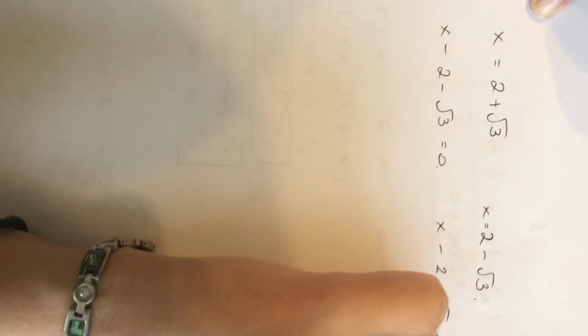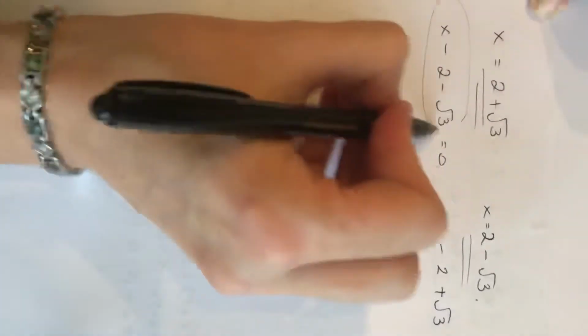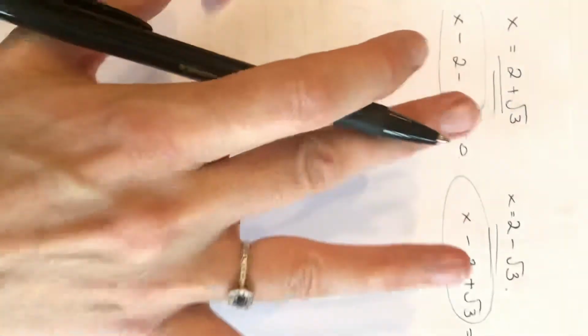Plus root 3 equals 0. These are my roots. But if I have roots, I automatically have factors. It might look strange, but that's just because you might not be used to dealing with surds. How do I work this out?